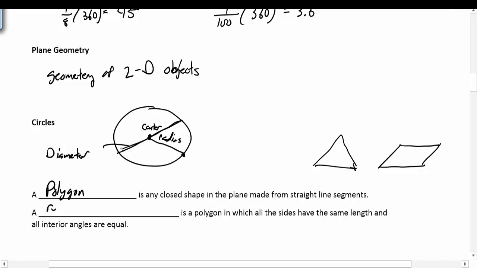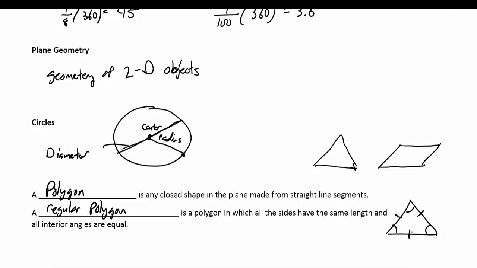A regular polygon is a polygon in which all the sides have the same lengths and all the interior angles are also the same. So we might think of that as an equilateral triangle where all three angles have the same measure and all three sides are the same. And the way we mark those, by the way, those little tick marks on the sides indicate that the segments are the same. And the arc marks communicate that the angles are actually the same as well.